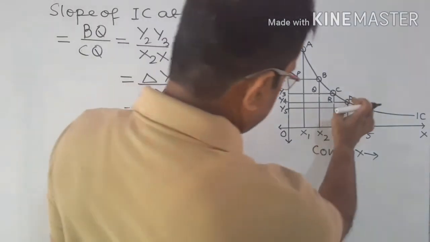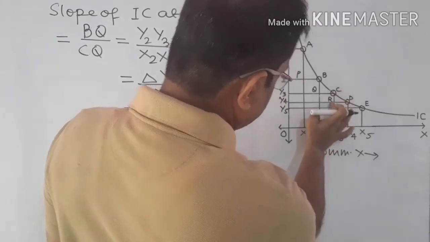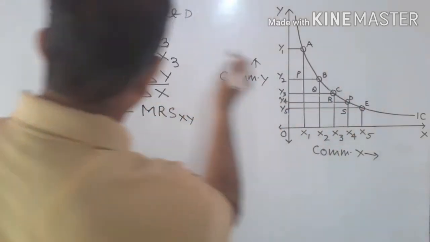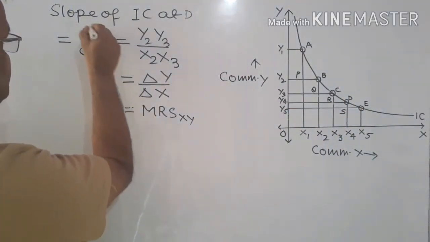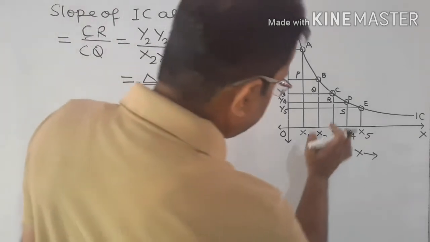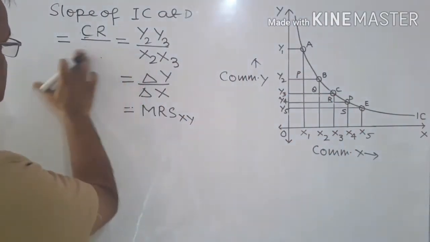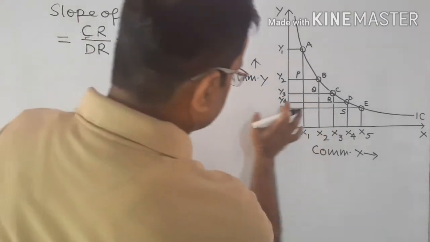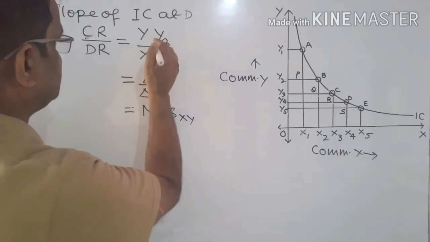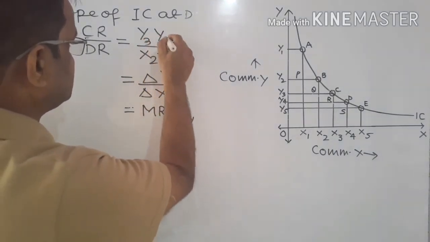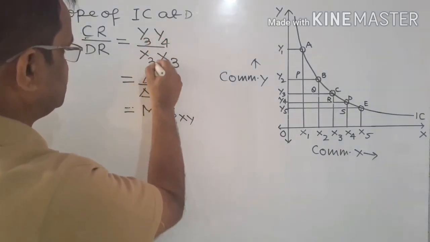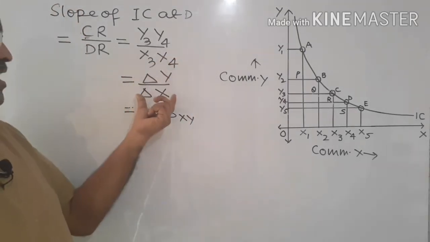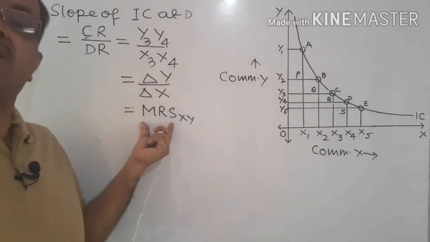what is the units of Y sacrificed? Here it is equal to CR. CR is the change made in the units of Y, and DR is the change made in X, and that is equal to Y3, Y4 over X3, X4. And what is this ratio? That is the change in Y and change in X, which is MRS.